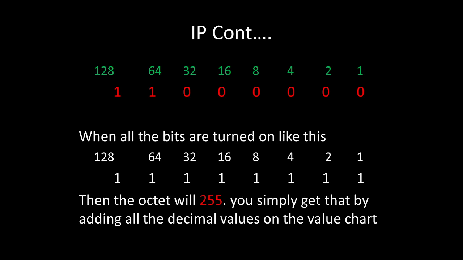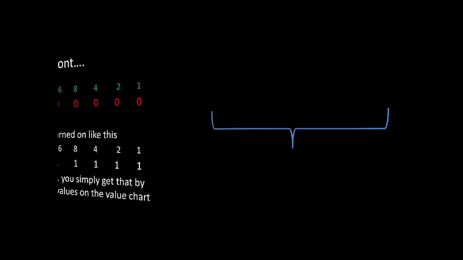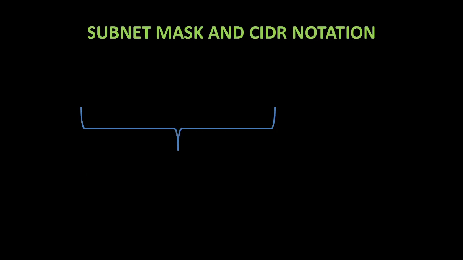Now let's dive into the lesson for today. So we want to look at subnet masks and CIDR notation. CIDR stands for classless interdomain routing.